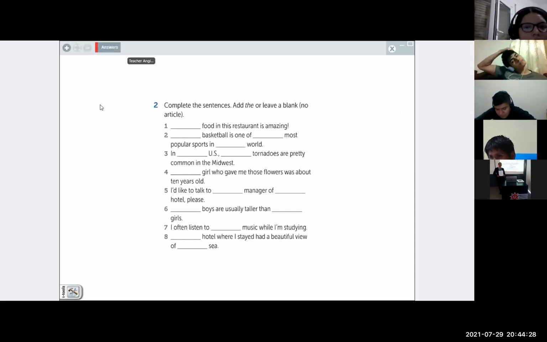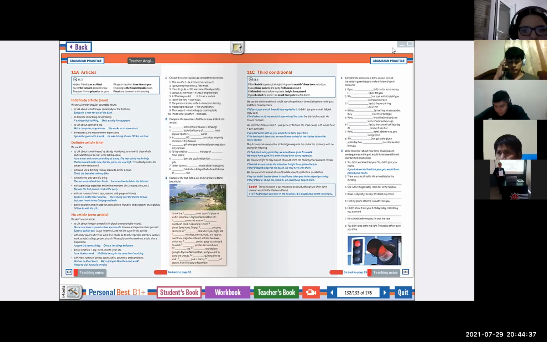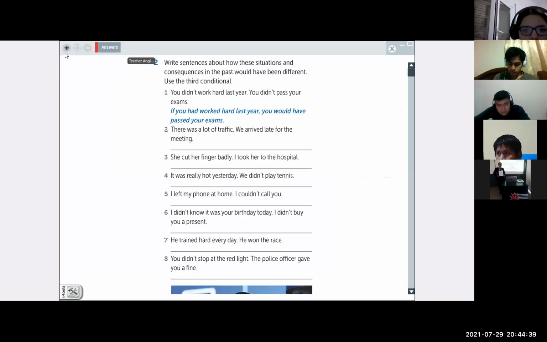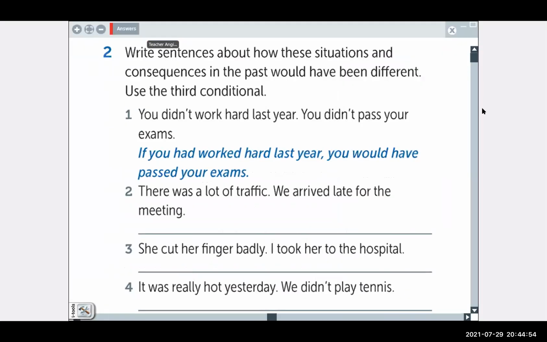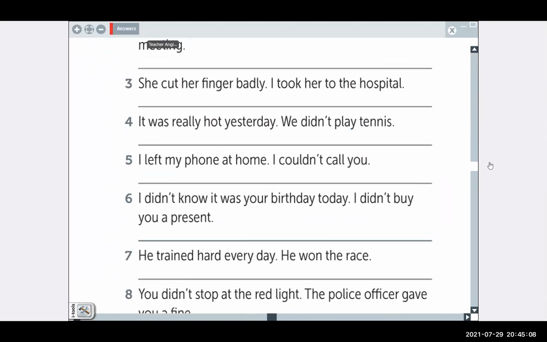Number 2. Complete the sentences and add the or leave a blank. No, this is not the exercise. This one, right? Number 2. Write sentences about how these situations and consequences in the past would have been different. Use third conditional. Number 1, here we have an example. You didn't work hard last year. You didn't pass your exams. If you had worked hard last year, you would have passed your exams. Es lo mismo que hemos estado haciendo, ¿cierto?